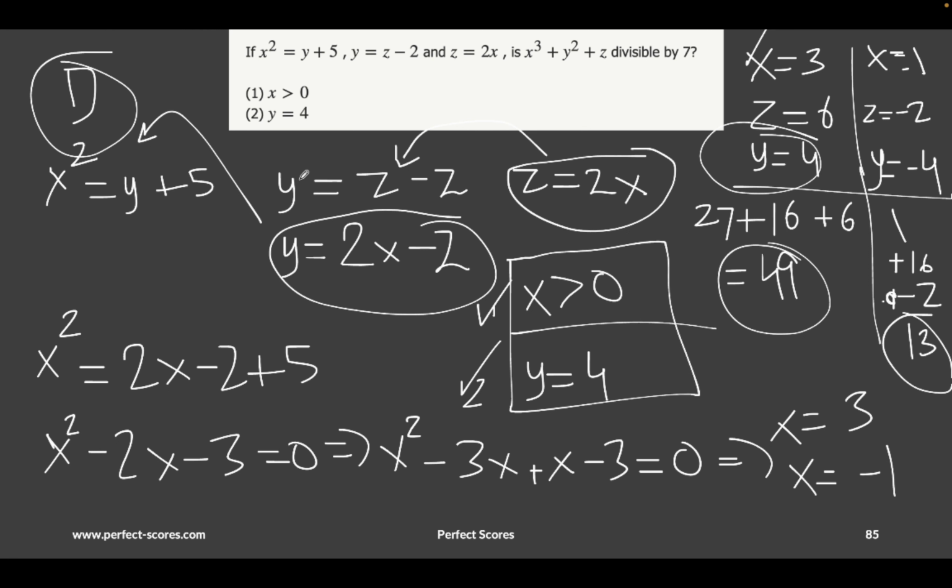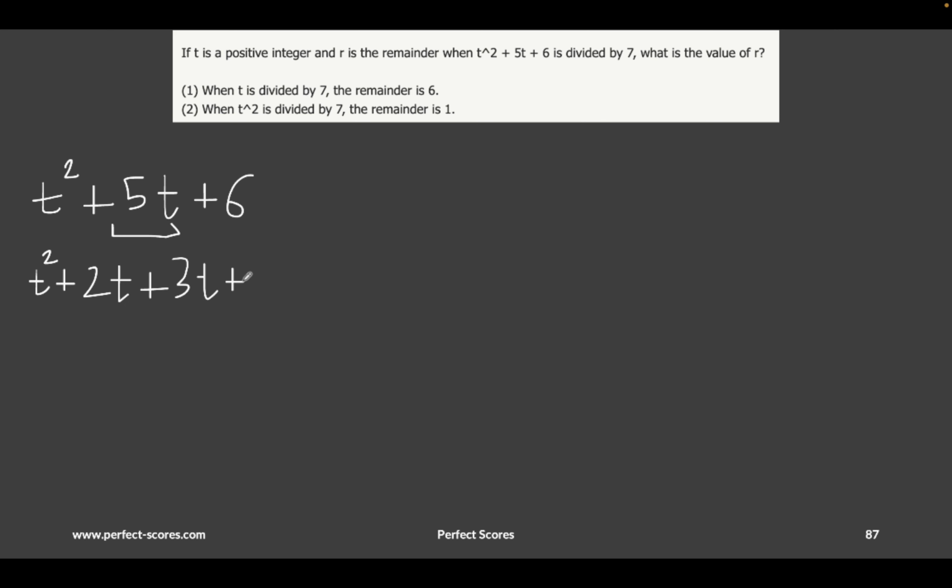So this is going to be t squared plus 2t plus 3t. So we can just break this 5t as this plus 6. And then this is going to give us t plus 2, and this is going to give us t plus 3. So that's essentially what this is. And the question is asking us, if this expression is divided by 7, what is the remainder?